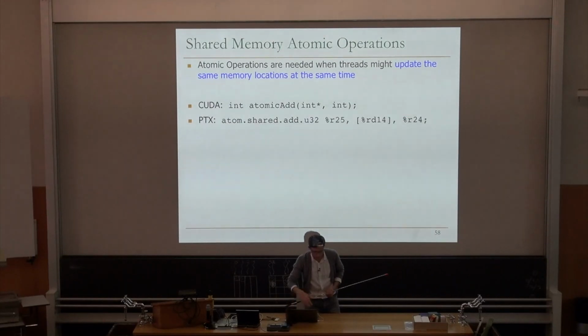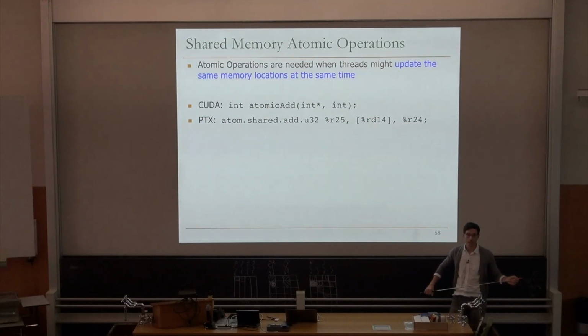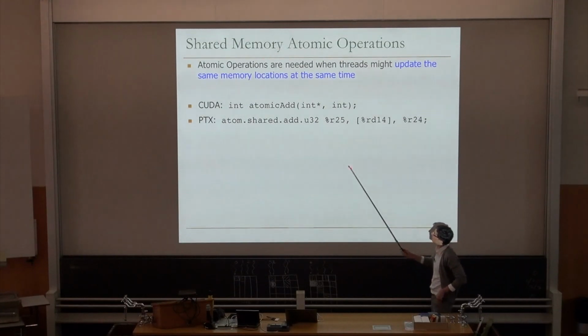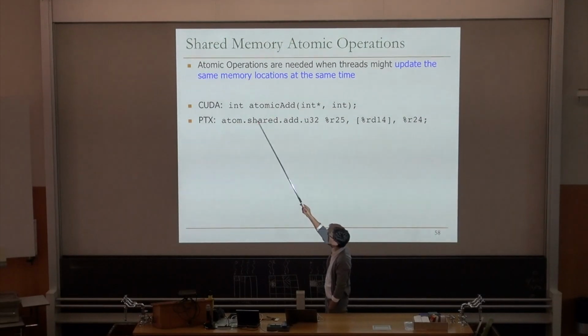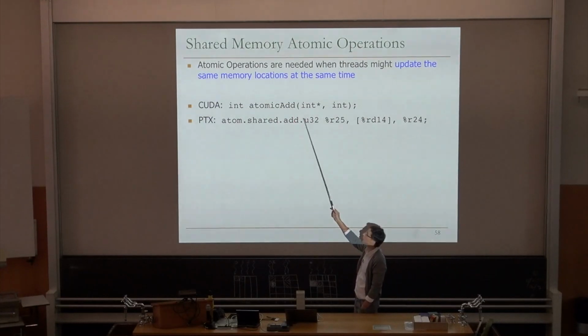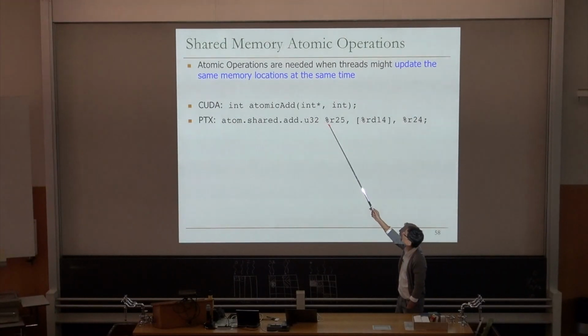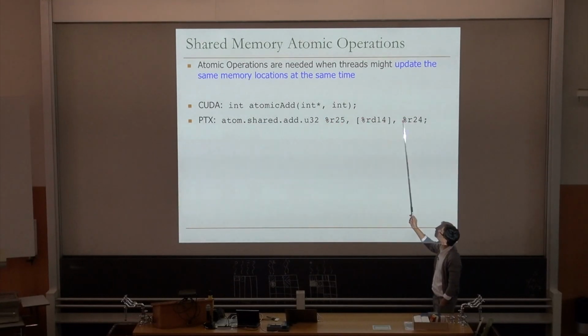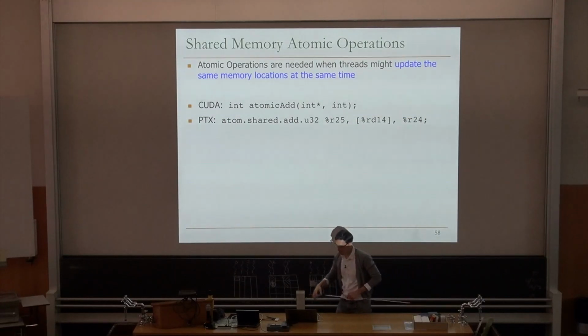You might know that CUDA uses an intermediate representation called PTX. This is an intermediate language, and the way that atomic operations are represented in PTX is something like this. It's an atomic operation on shared memory, it's an addition, and it's operating on a signed integer of 32 bits. This is the output value, this is the memory address, and this is the value that we are going to add to this memory location.